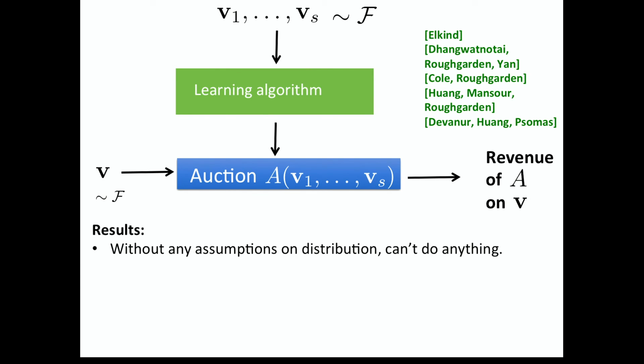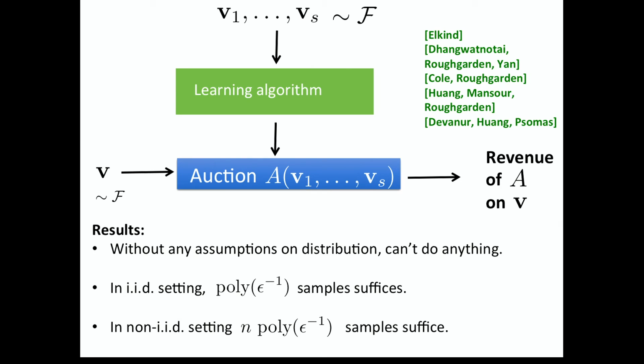So some of the results are, without any assumption on the distributions, you can't do anything. In the IID setting, you just need a small, constant number of samples to get a 1 minus epsilon approximation. This result is actually from the original Deng Watanabe paper et al. And then people have been getting improvements on the sample complexity for the non-IID setting. But suffice it to say that it's significantly more complicated. You need to know a lot more about the distribution in order to be able to get a good approximation.